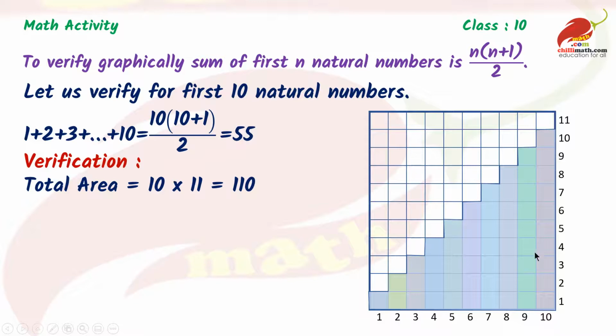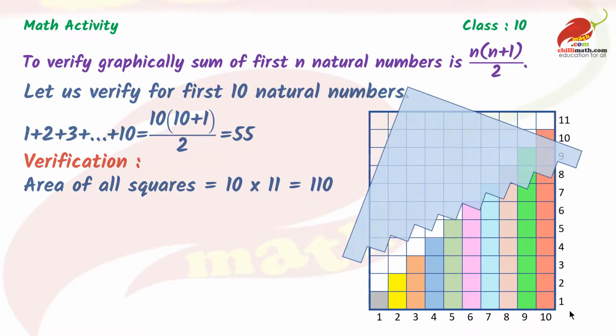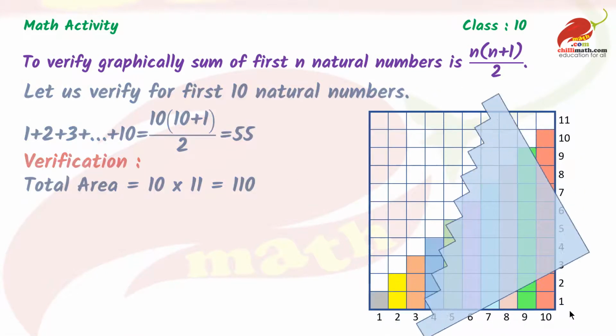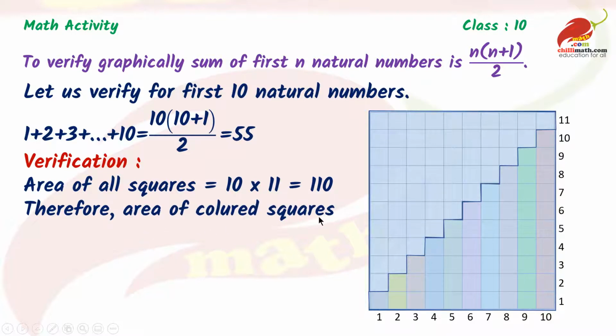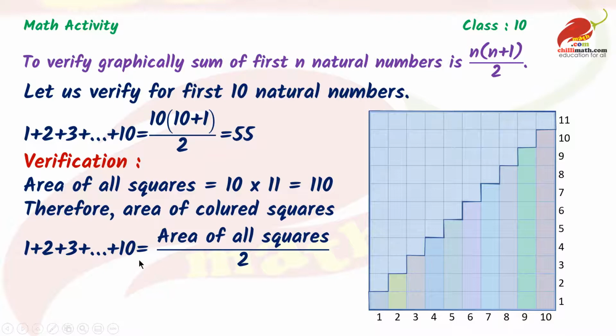As you can see, these colored squares are covering exactly half of the area of the total squared graph sheet. Just see. Therefore, the area of the colored squares, which is 1 plus 2 plus 3 plus 4 up to 10, is half of the area of all the squares present in this graph sheet, which is 110 by 2, that is 55. So it is verified.